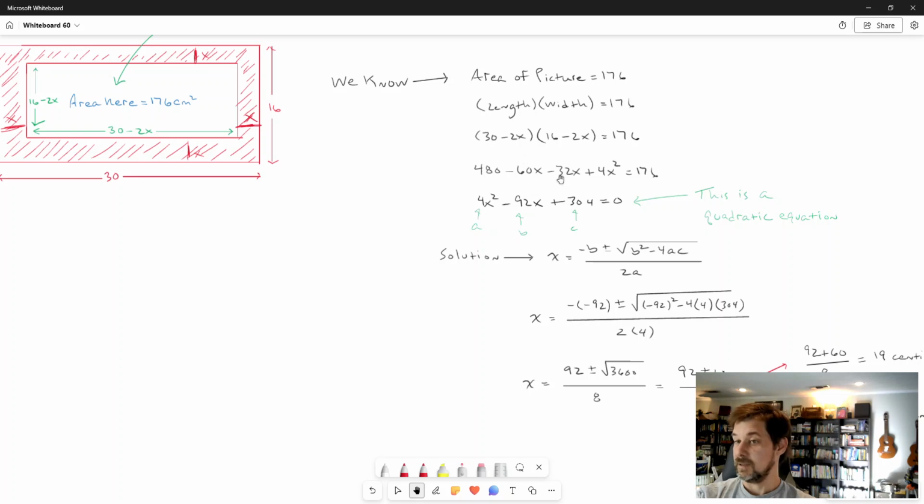2 times 16, 32. 2 times 2, 4x squared. And then I collect all my terms together on the left-hand side and get 0 on the right-hand side. That will be a quadratic equation. I get 4x squared. 60 and 32, that's 92x. And if I take 480, subtract that 176, that's 304.